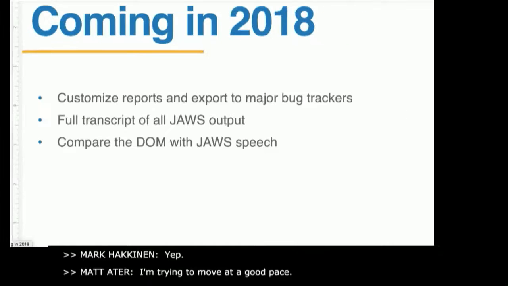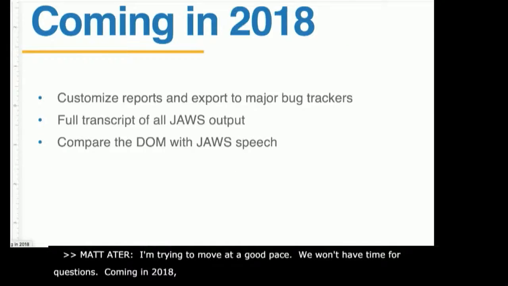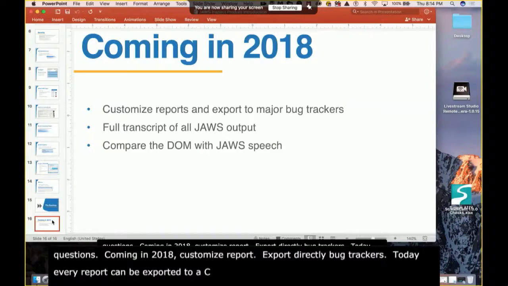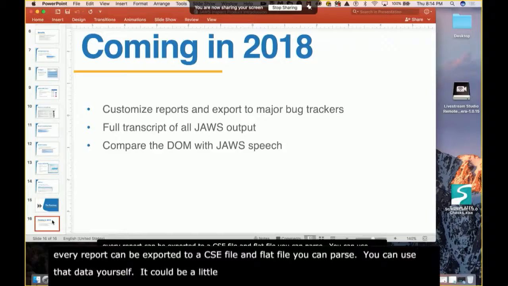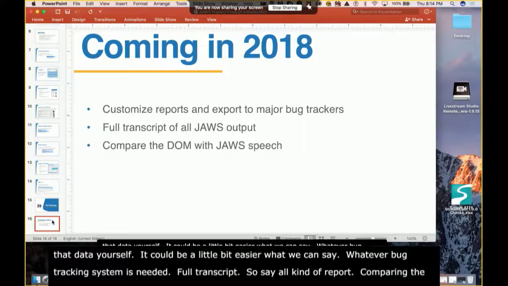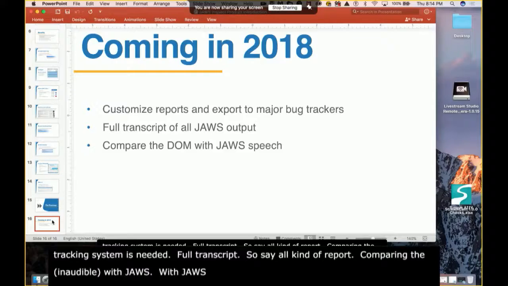Coming in 2018, customized reports, able to export directly to bug trackers. Today, every report can be exported as a CSV file, a flat file you could parse. So you could use that data yourself, but it's going to be a little bit easier when we can export directly to Jira or whatever bug tracking system is needed. Full transcript, so that'd be like a say-all kind of report. Comparing the DOM with JAWS speech would also be a future thing.